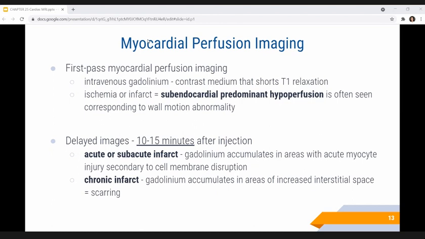Although gadolinium is an extracellular agent, this contrast can accumulate in areas where there has been acute myocyte injury, secondary to cell membrane disruption, as in acute or subacute infarct, or in areas with an increased interstitial space, such as areas of scarring, as seen in chronic infarct.